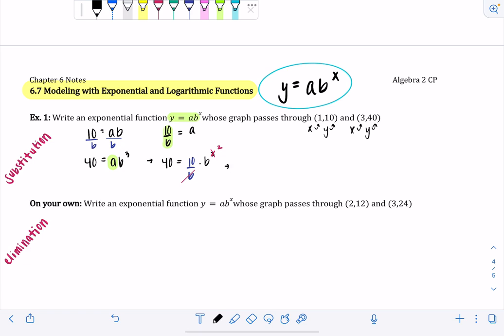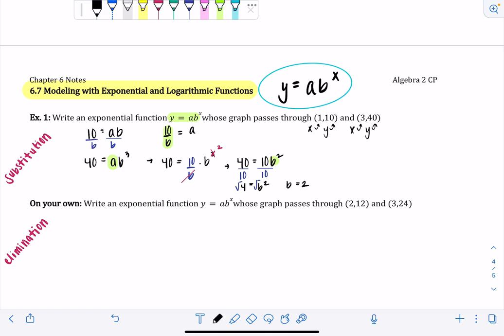And then from there, we can simplify the equation to 40 equals 10b squared. And now my goal is to just isolate b. So I'm going to divide both sides by 10. And then I have 4 equals b squared. And then from there, I can square root both sides to end up with b equals 2.